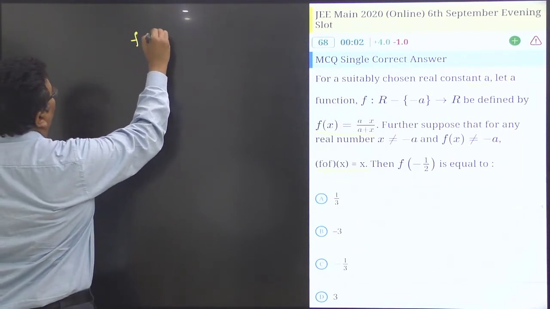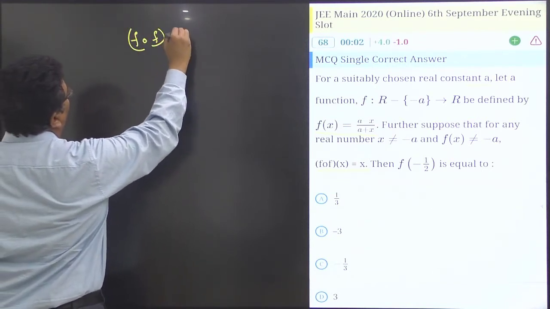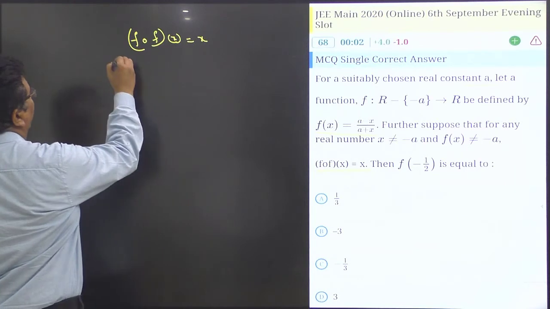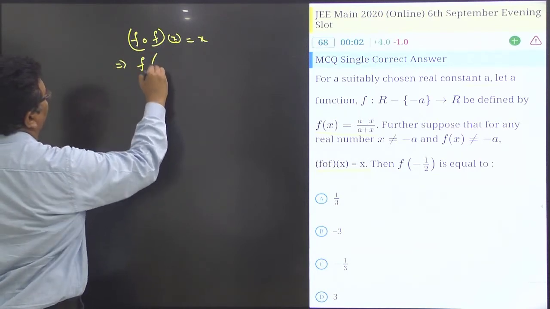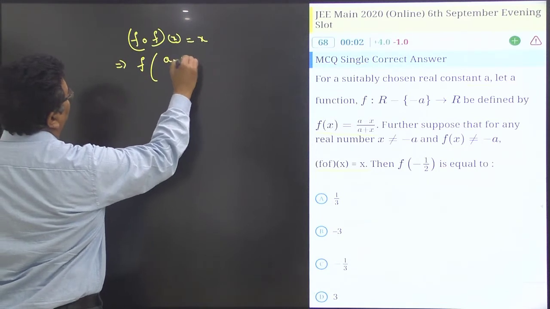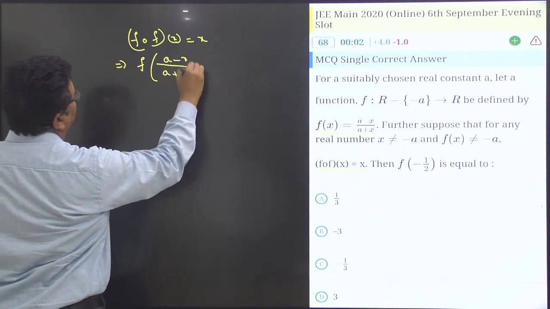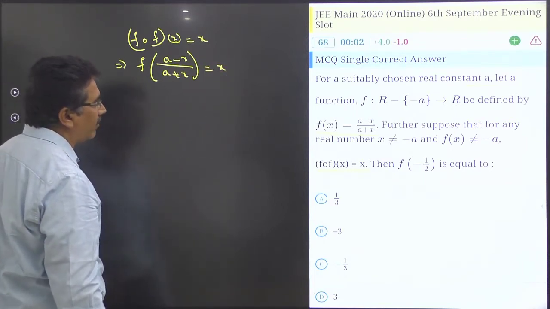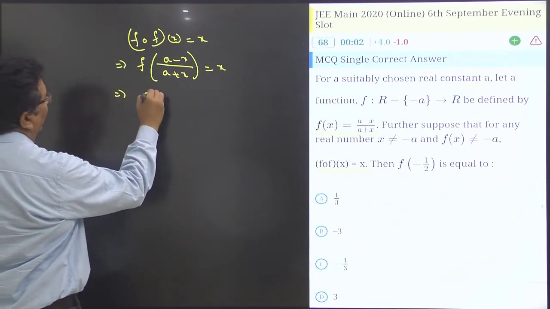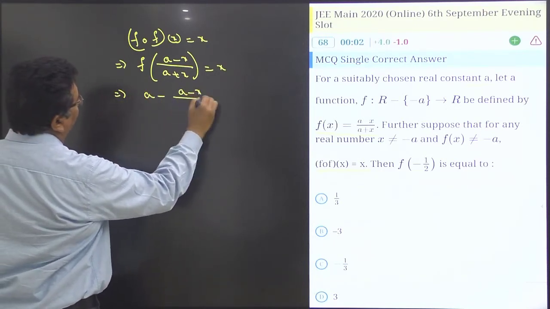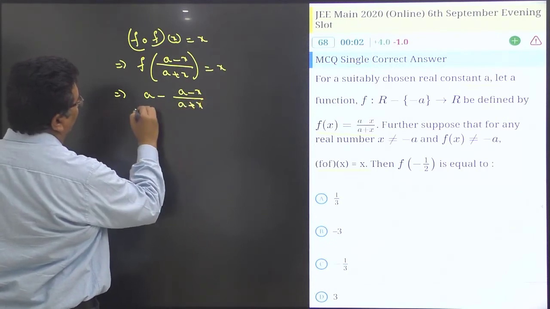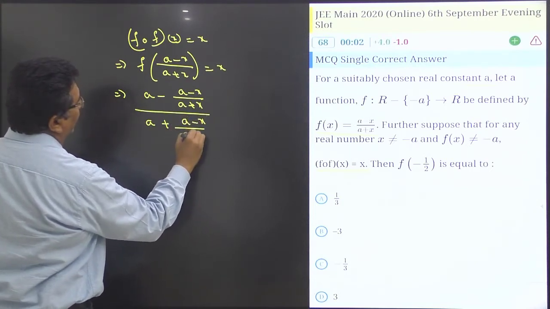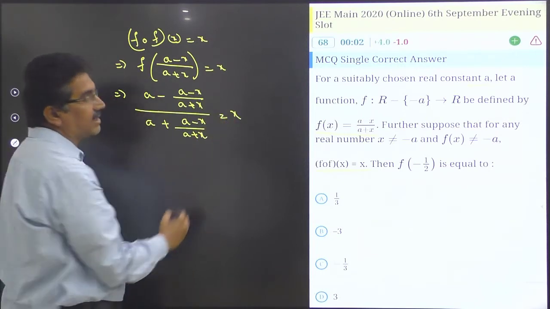f circle f of x is equal to x. That implies f of, what is f of x? (a minus x) divided by (a plus x) is equal to x. Again, this is of the form f of x, that implies (a minus (a minus x) divided by (a plus x)) divided by (a plus (a minus x) divided by (a plus x)) is equal to x.